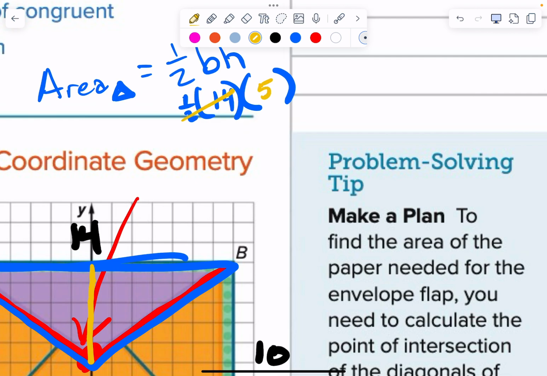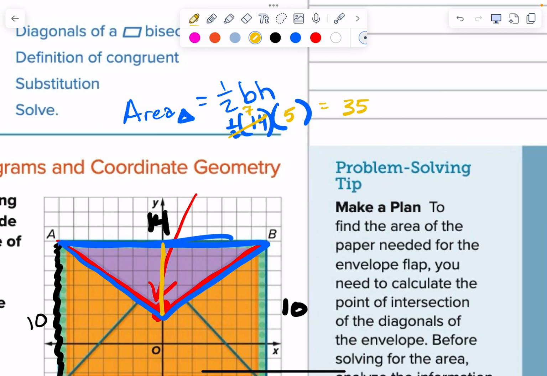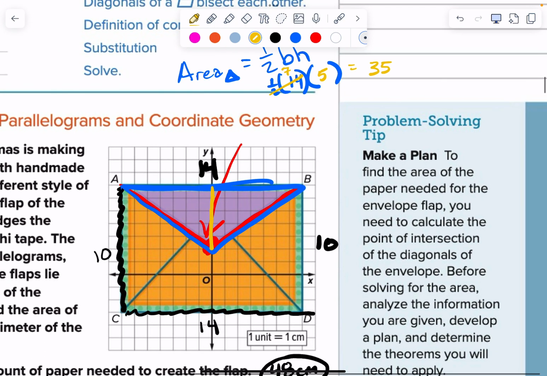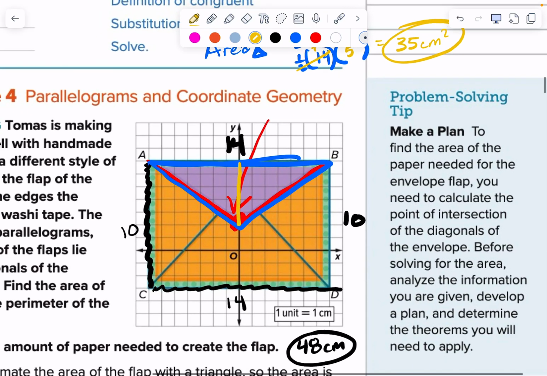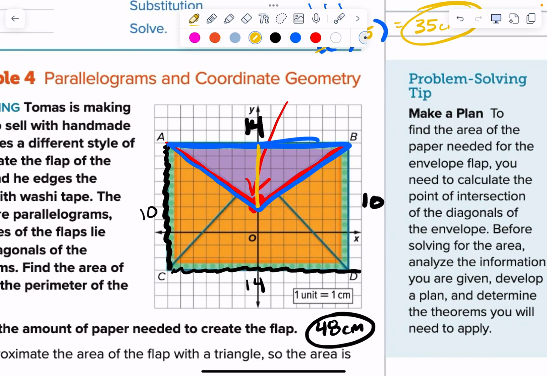5. So half of 14 is 7, and 7 times 5 is 35. Way to go. 35 what? Units. Not units, centimeters squared. That's the area of the flap, yeah? Beat me next time. Not too bad. Good? Happy with that? Beautiful.